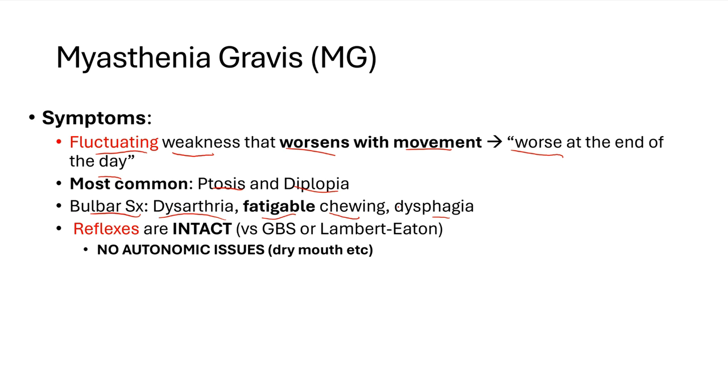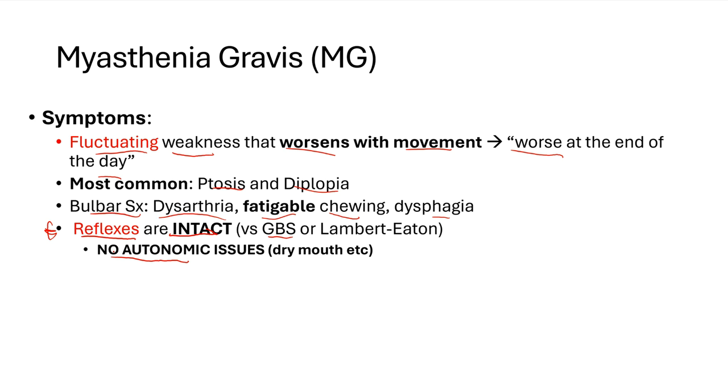Now, big distinguishing factors between MG and Lambert-Eaton syndrome is that in MG, the reflexes are intact. This can also be compared to Guillain-Barré syndrome, which is talked about in another lecture, in which the reflexes are absent. There are also no autonomic issues such as dry mouth, dry eyes, or orthostatic hypotension, which can be seen in Lambert-Eaton syndrome. Thus, your classic presentation is going to be a young female or an old male who comes in due to feeling weak at the end of the day.